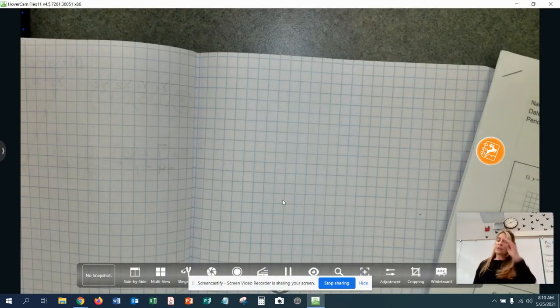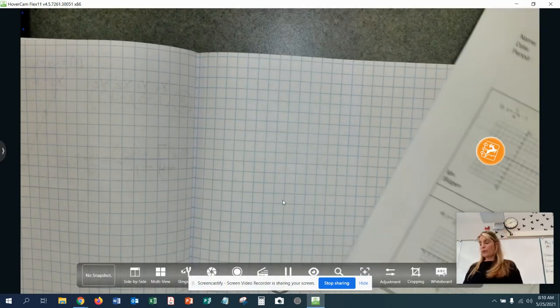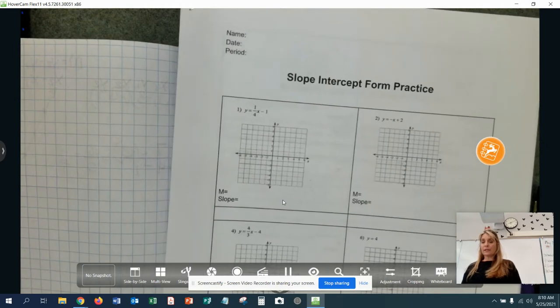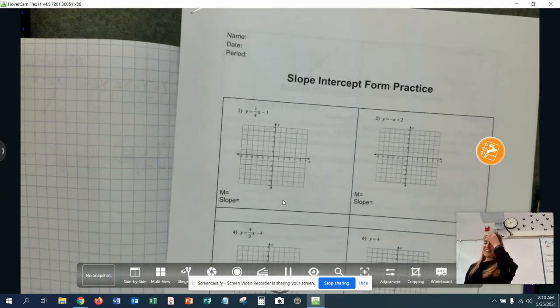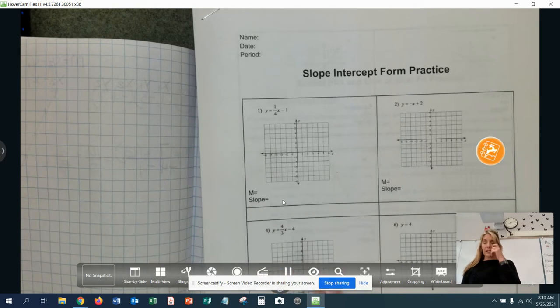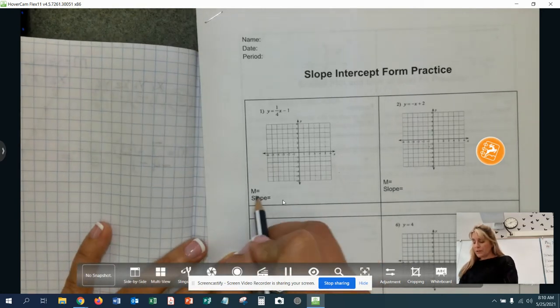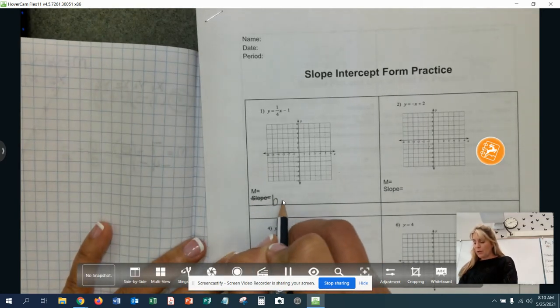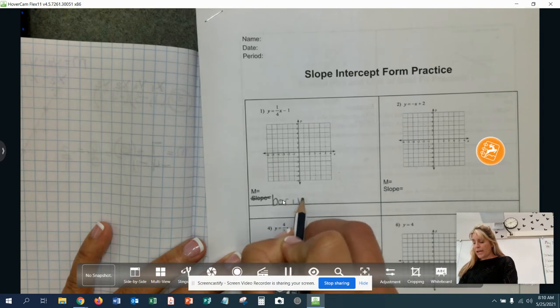So this morning we're going to work on the graphing slope-intercept form practice, and I'm going to elaborate a little bit. On your worksheet it says M and then slope. It should say M and then the y-intercept, which is the B. So if you want, you can just cross that out and put B or y-intercept.